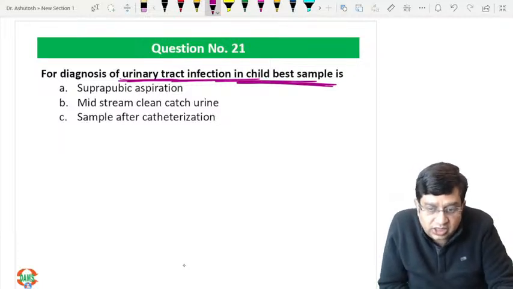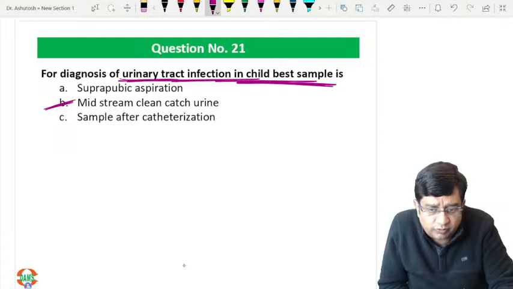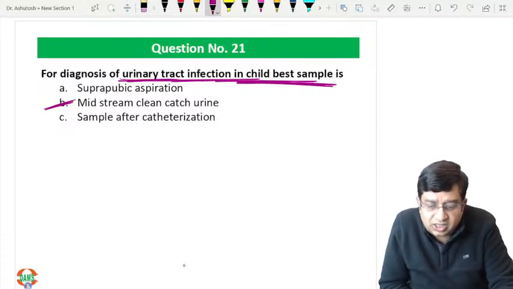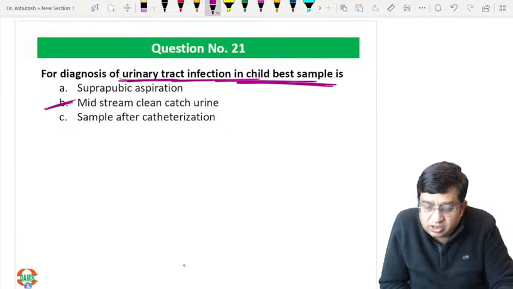Diagnosis of UTI in child, the best sample is. Right, out of this, the best is midstream, but this single liner question I am doubtful. Meaning, this must have been asked in a different way. Staph Aureus, if you can help me. Was this the question there? Was this the question?